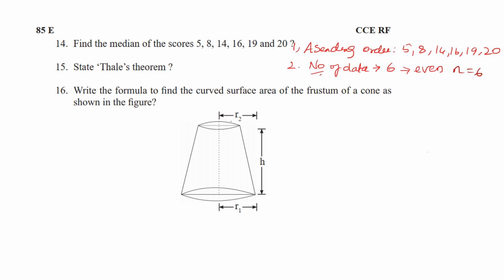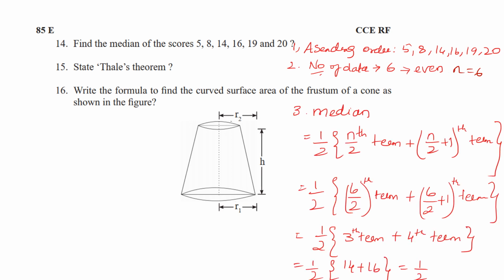Third step, just write the formula and substitute it. n value is 6. Substituting in the formula, you get the 6 by 2 is the third term, and 6 by 2 plus 1 is the fourth term, that is the intermediate terms. Then how much will you get? 14 plus 16, that is 30. So half of 30 is how much? 15.